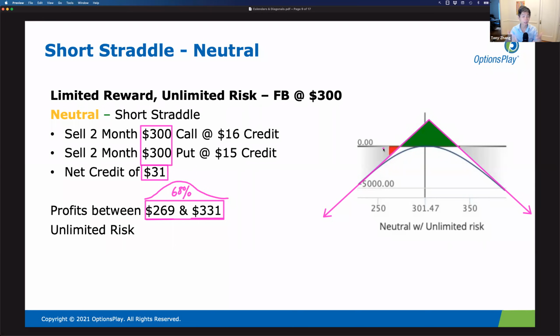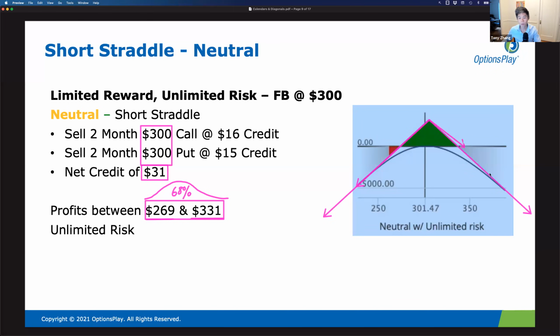That's what the at the money straddle is effectively telling you: what the market is implying the stock is going to stay within. And if it does stay within that range, you're going to make upwards of $31 per share. The lower it goes, the less money you make. The higher it goes, the less money you make.